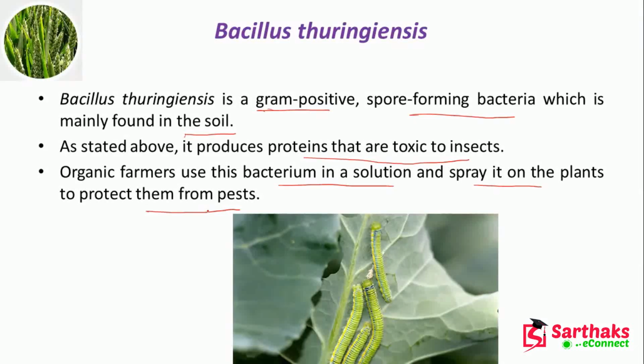So Bacillus thuringiensis is a gram-positive spore-forming bacteria, and it will secrete the toxin, that is the cry protein, which is toxic to the insects. And these organic farmers know these things, so they are using this phenomenon. They are using this bacterium in a solution and spraying it on the plants of the whole field to protect the crops from the pests. So in this way, we can protect the crops.